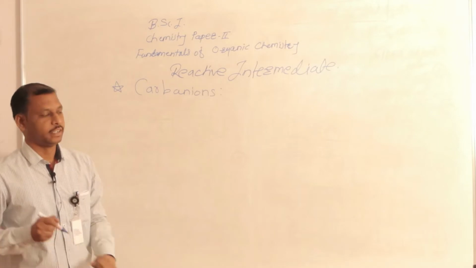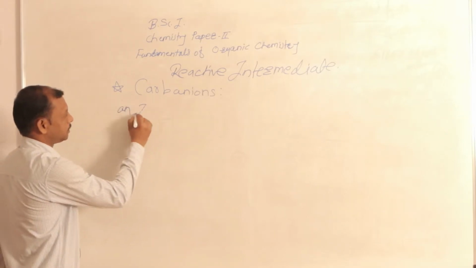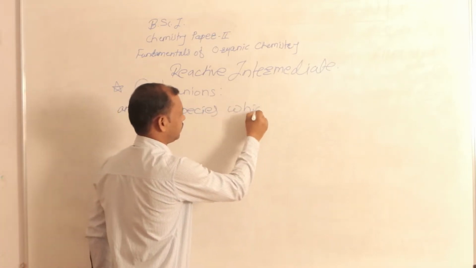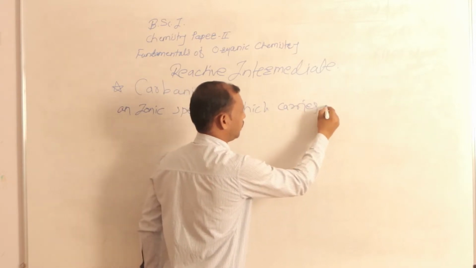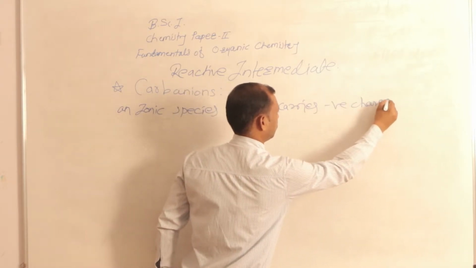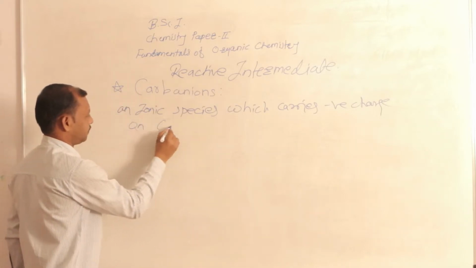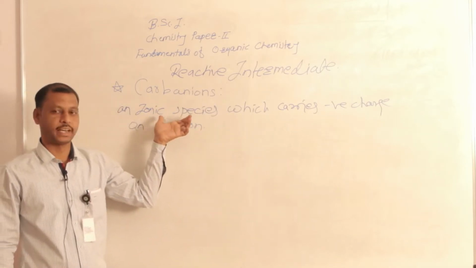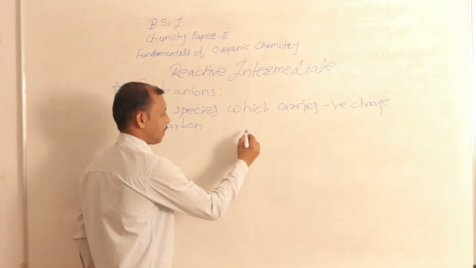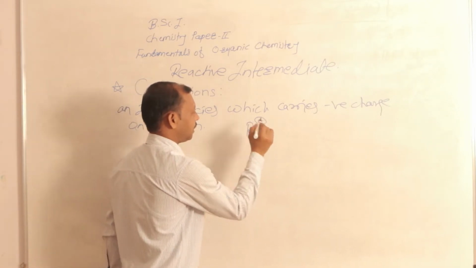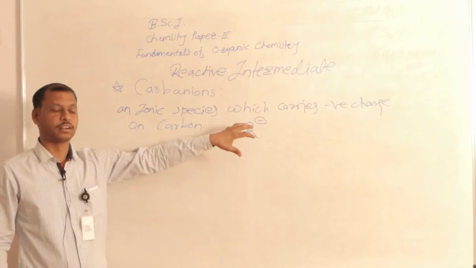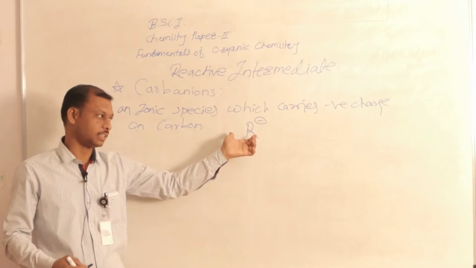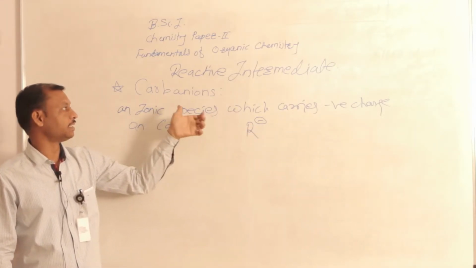So carbanion is an ionic species which carries negative charge on carbon. Carbanion is the ionic species which carries negative charge on carbon. That means it is denoted by R minus. So this R is the carbon. This R has many adjacent groups, that means CH2, CH3, like that. So this R minus is denoted as a carbanion.